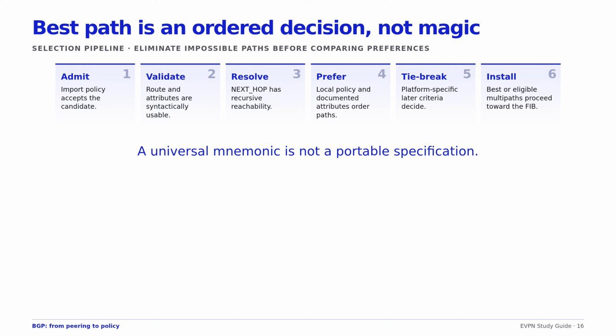Multipath is another configured decision, not a contradiction of best path. Use a mnemonic only as a memory aid. For an incident report, show the candidate paths, the actual attribute values, and the platform's stated selection reason.